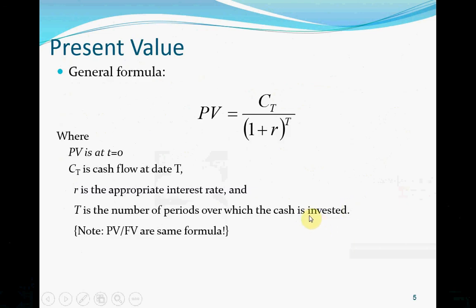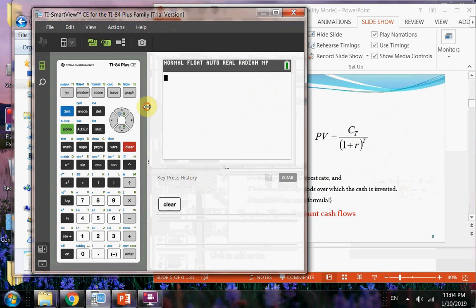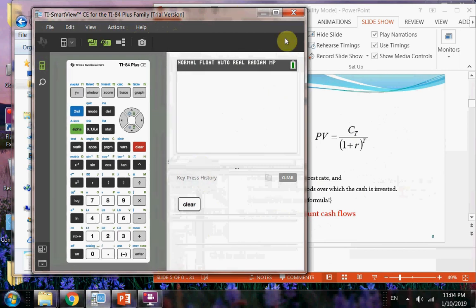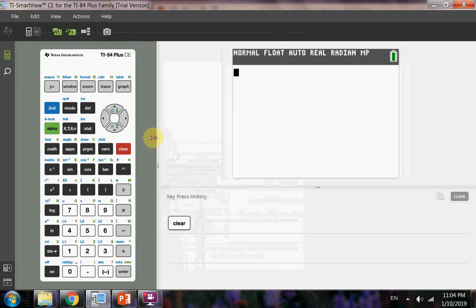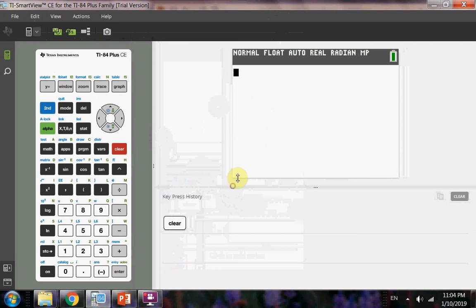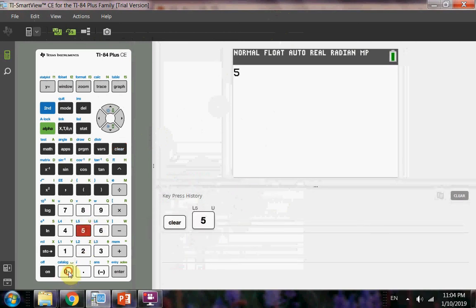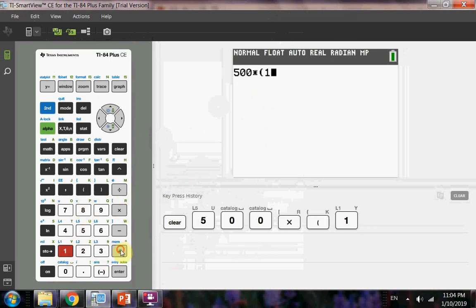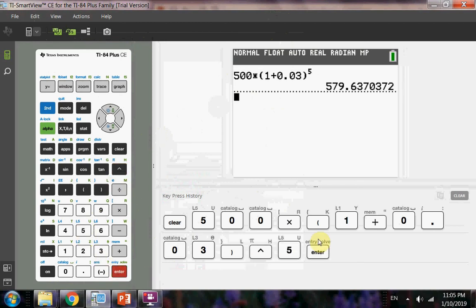If I move back to your calculator, this is a TI-84. Let me put it full screen. These are your keys, and this is your screen. Let me first do the mathematical calculation. I'm going to use 500 multiplied by, open parenthesis, 1 plus 0.03, close parenthesis, raised to the power of 5. Hit enter. You get 579.